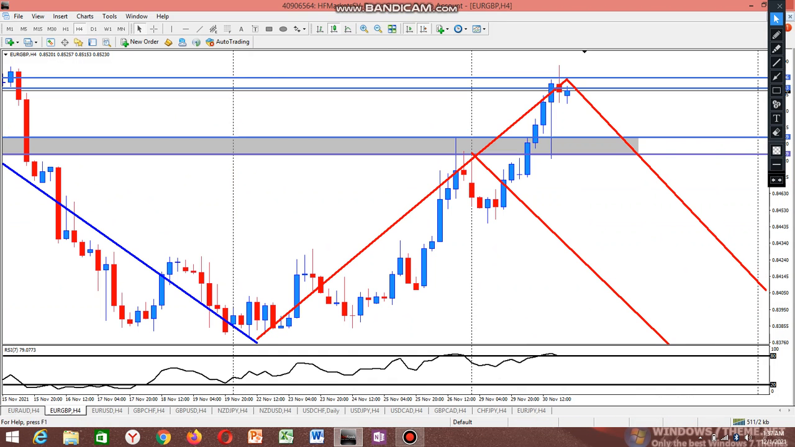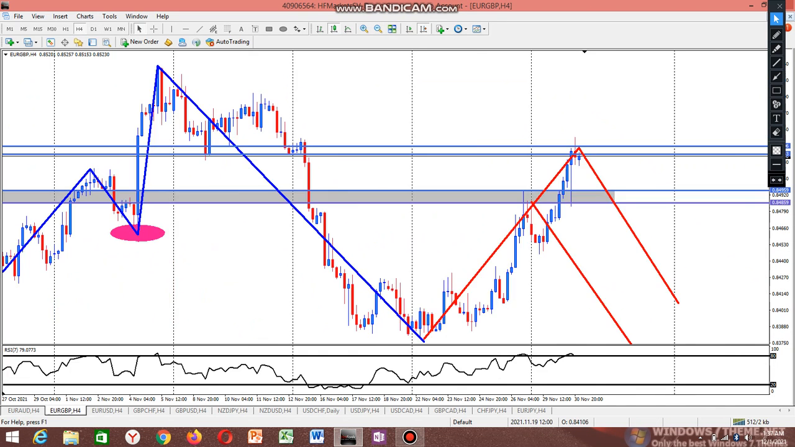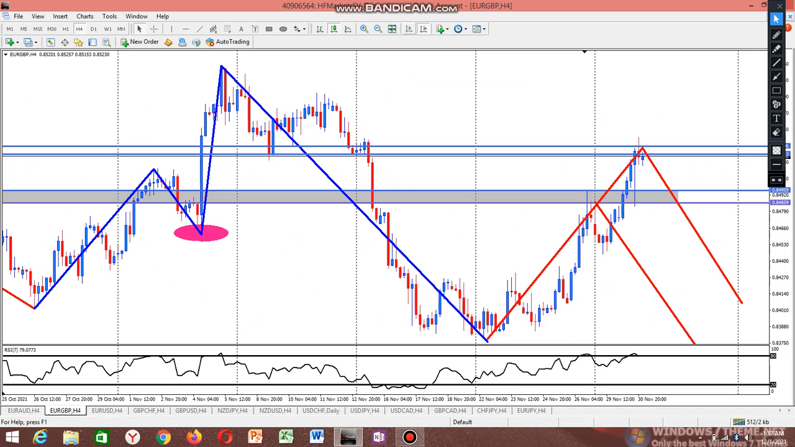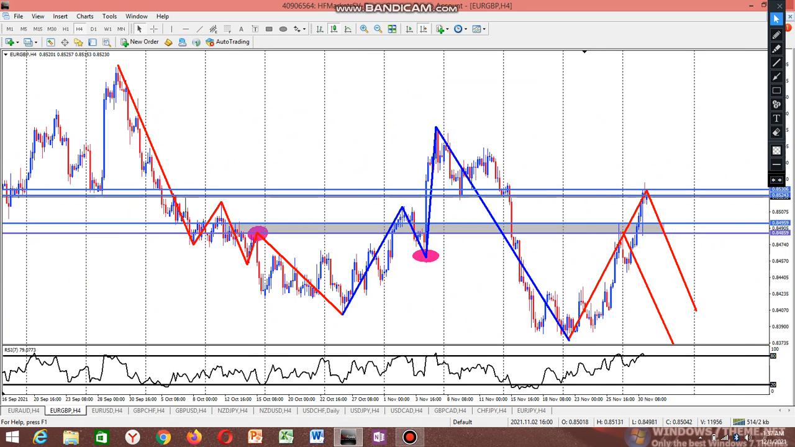Okay, we are here right now. We are here on the H4 time frame. I'll show you. I just drew this stuff so that it will help us in simplifying the analysis. See, on this stuff, this was where it started, on this top right here.